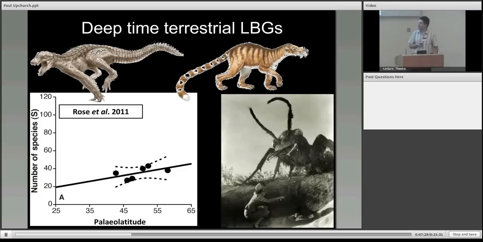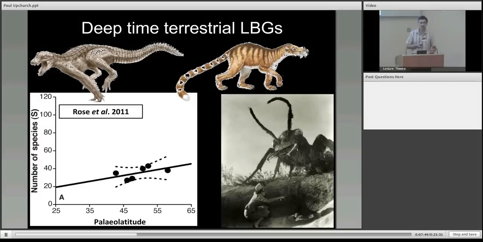So with the Archibald et al. study on insects, for example, what they found was that the insect fossil record doesn't show a modern type LBG until we get to some point in the Eocene or slightly afterwards. So before that, insects didn't conform to the general pattern.